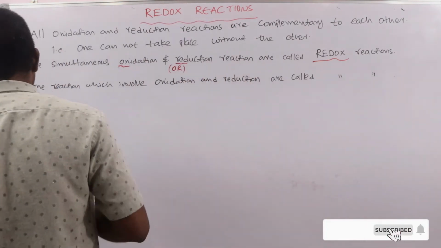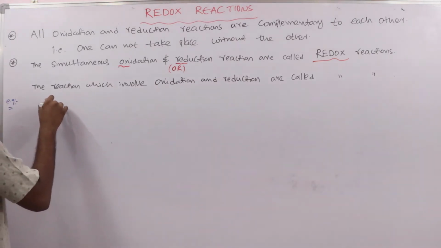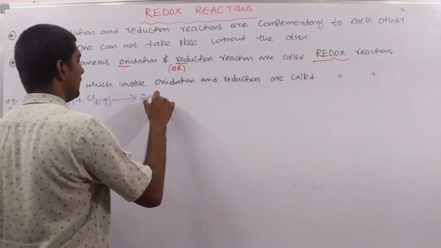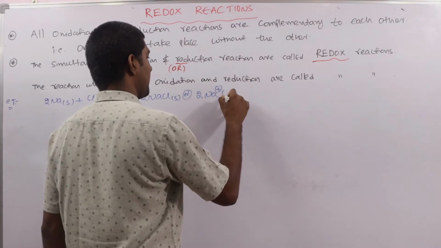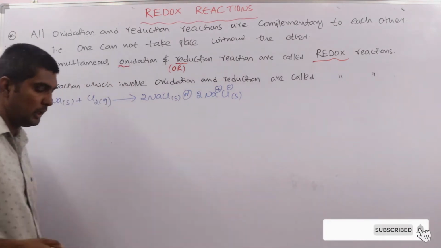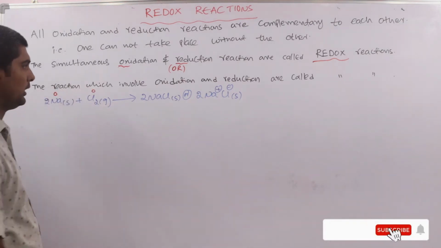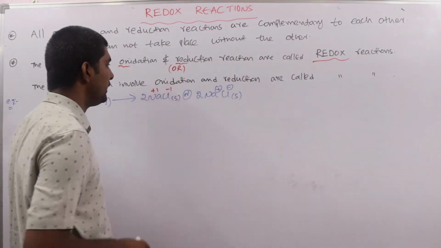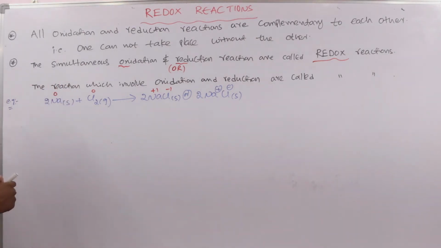Now let us discuss with an example. Suppose we have sodium combined with chlorine to form sodium chloride. See here, both are in the elemental state, so zero oxidation state, but in the product they have plus and minus. Yes or no? Here sodium is plus 1, chlorine is minus 1. So in this reaction, see what is happening.